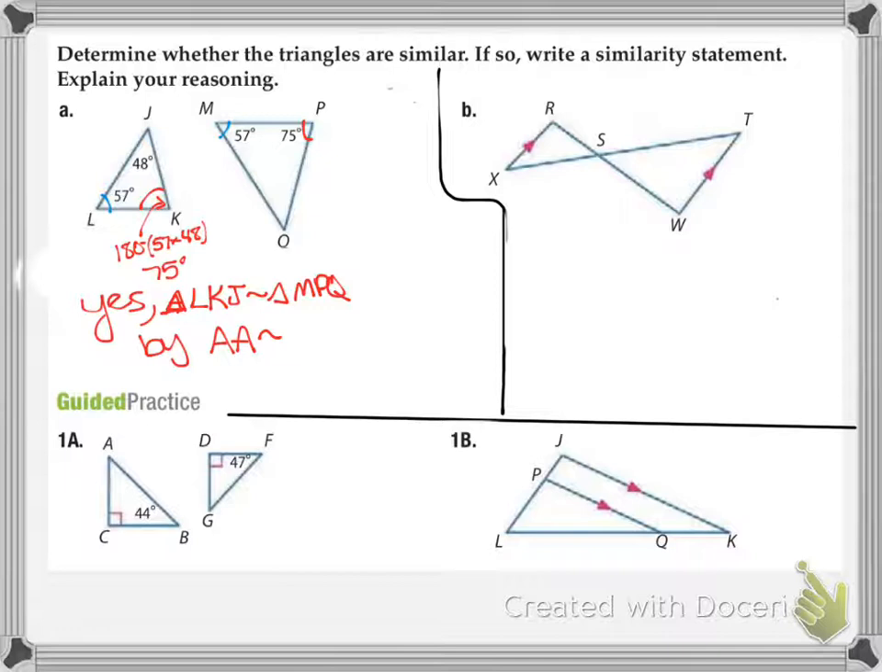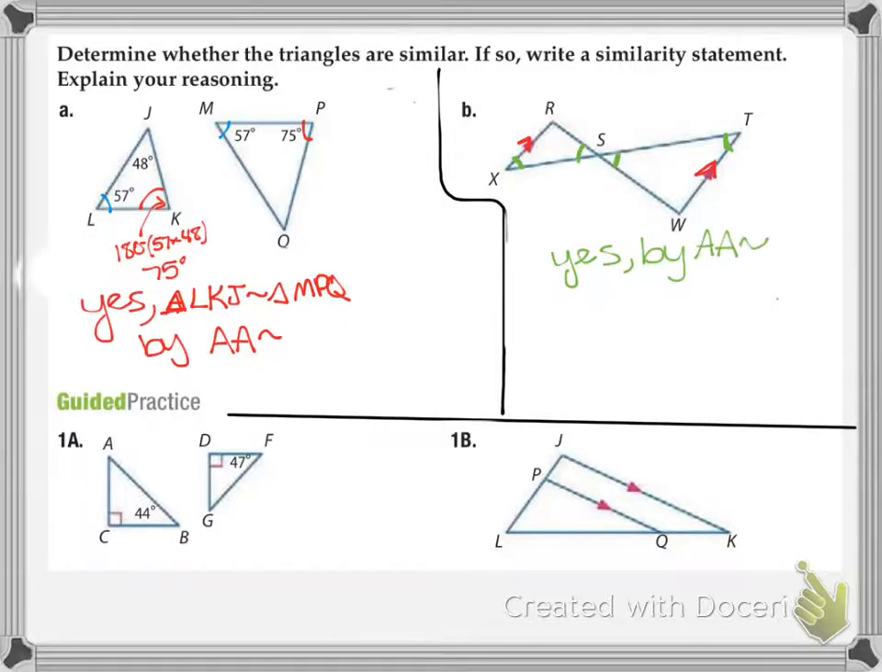Here again, we want to figure out if these are similar. If so, how? So right off the bat, I see this pair of vertical angles. So I have one pair of angles being congruent. Again, I don't have any side measures, so the only way I could possibly do this is by angle-angle. But luckily, they gave us these little parallel marks here, so I know that these sides are parallel. So I know that, for instance, angle X has to be congruent to angle T because they are alternate interior angles. So yes, these are similar by AA.